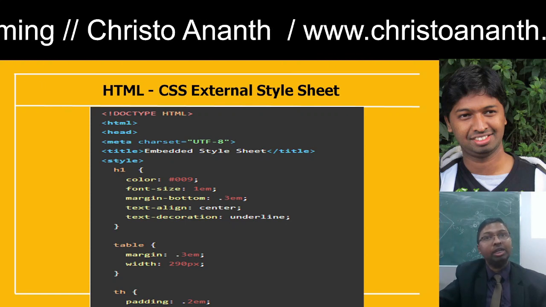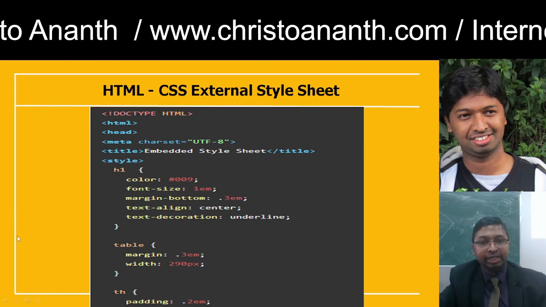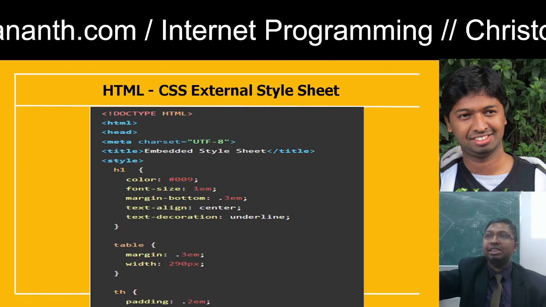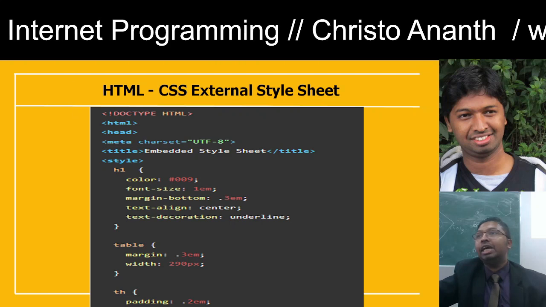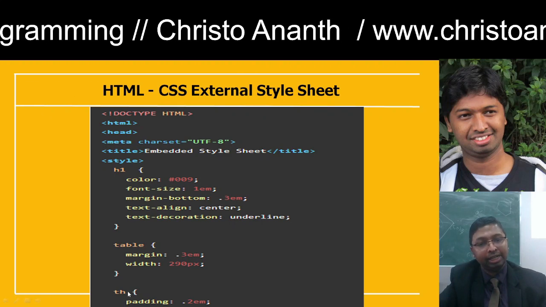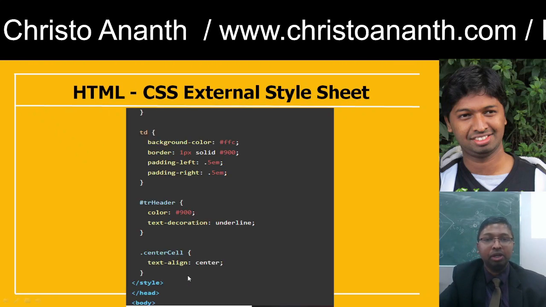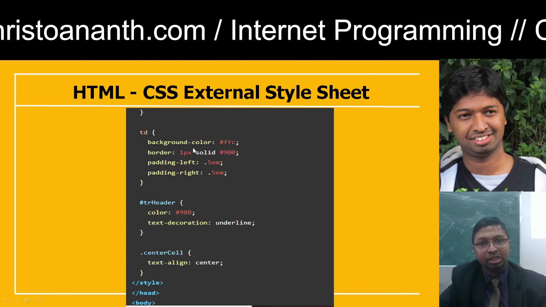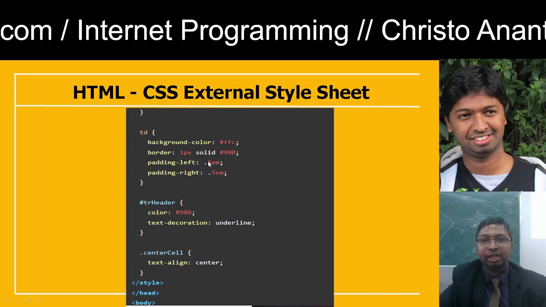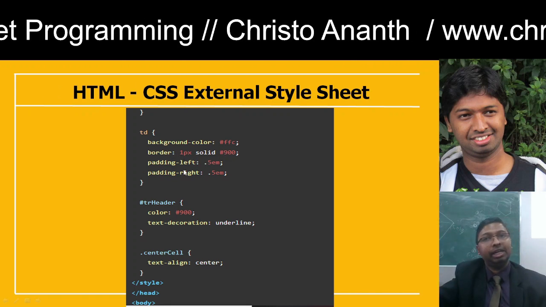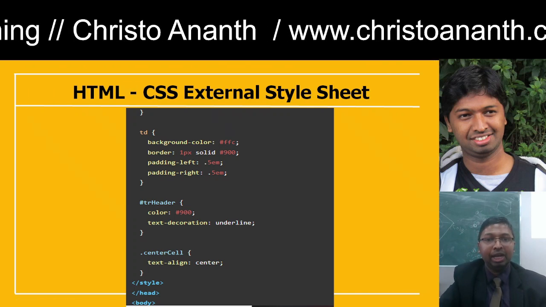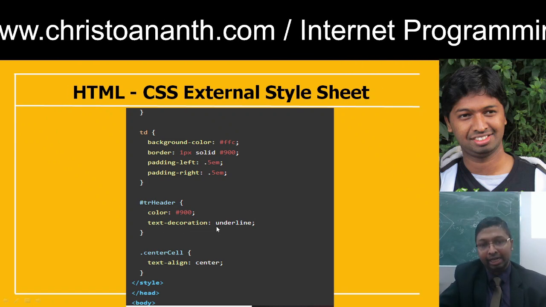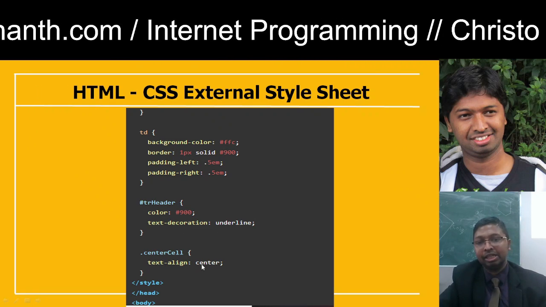Width 290 points. And then table header th, you know the HTML, th is table heading, tr is table row. So this one is for table heading, padding 2 points. Then td, table data, background color ffc, border 1 point solid 900, padding left 5, padding right 9. So that is the spacing. And then tr header, color 900, text decoration underline. Center cell, text alignment center.